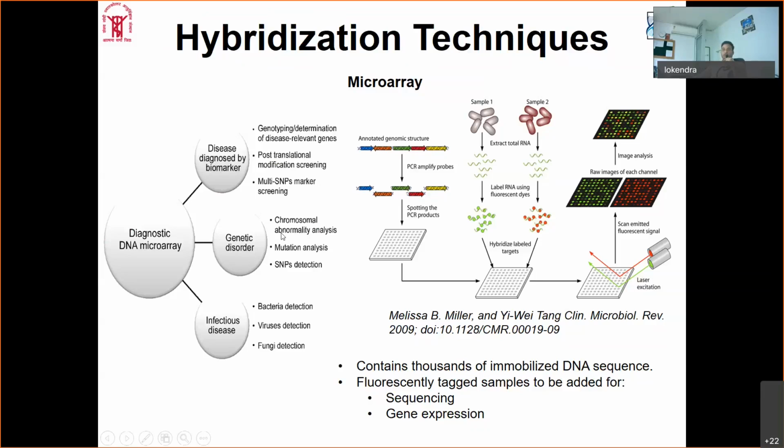For example, chromosomal abnormality analysis, mutation analysis, SNP detection, and also the presence or absence of various infectious agents such as bacteria, virus, or fungi. So altogether, hybridization techniques, primarily the microarray, can be used for various applications, and genetic disorders and infectious diseases are very commonly studied with these methods for detecting all those changes. So this is the second aspect, the hybridization technique.